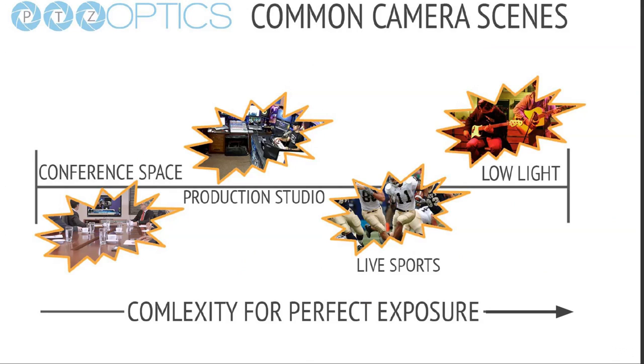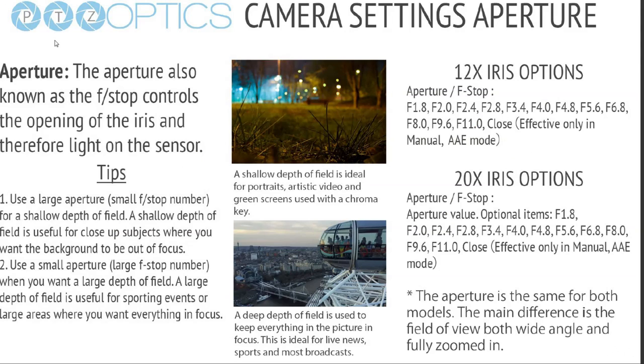So conference spaces are really the easiest spaces we have to deal with, and production studios are usually the next easiest because these areas usually have very good lighting. Live sports is much more difficult because we're dealing with very quick moving objects, and we have to bump up the frame rate in order to capture that fast moving objects. And then low light is obviously very difficult and requires much more setup for low light situations. So let's talk about aperture.